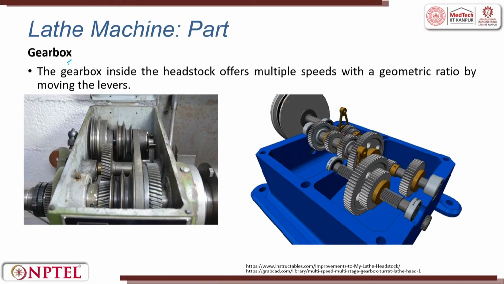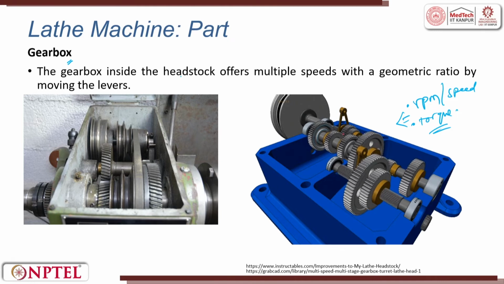The next important thing is the gearbox. Where is the gearbox coming? The motor is attached to a gearbox. This gearbox in turn is attached to a spindle. Why? You try to change the RPM, you try to change the torque. So, speed is changed and torque is changed. When you want to give a higher depth of cut, you need a higher torque, right. So, correspondingly what we do is reduce the speed.